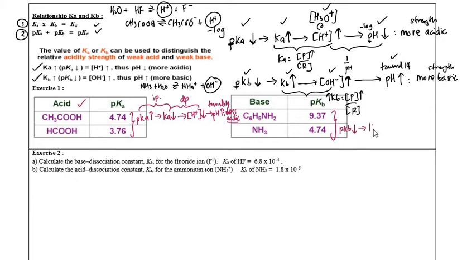That means the value of Kb is higher. The concentration of OH minus is also higher, because this is directly proportional. This is inversely proportional. When the concentration of OH minus is high, remember the pH goes towards 14. That means larger. So the base is more basic or less basic? More basic. Okay?